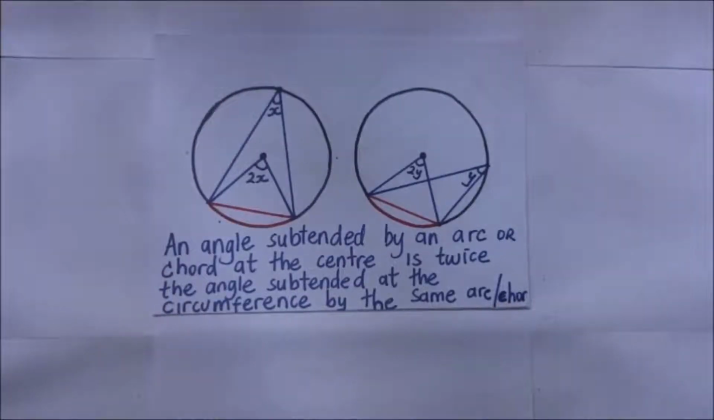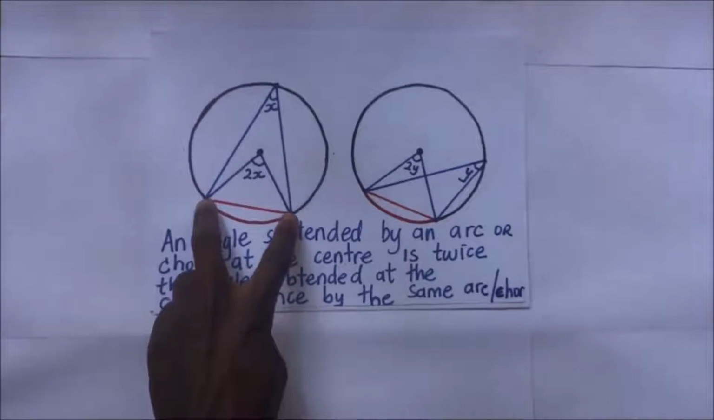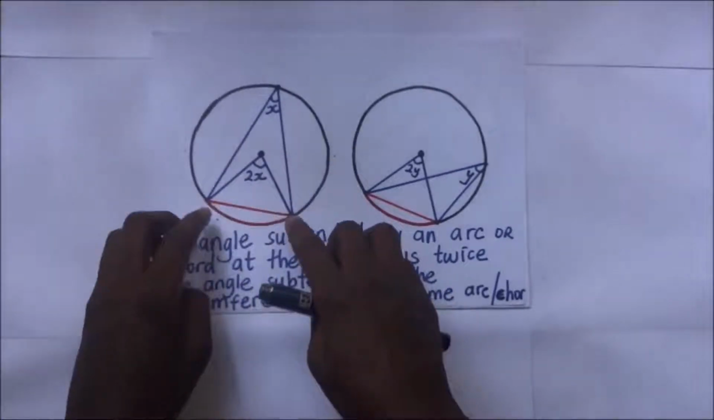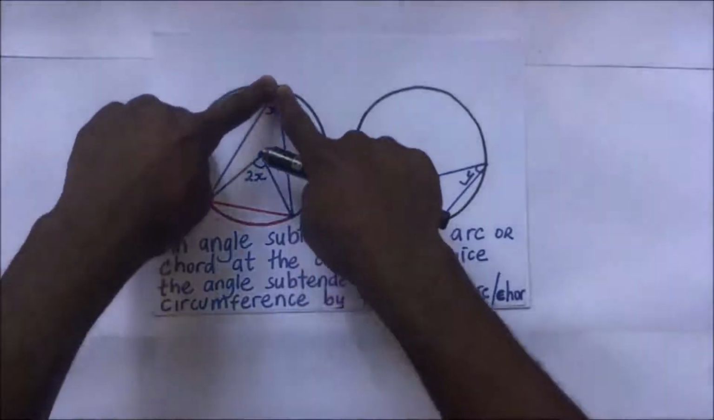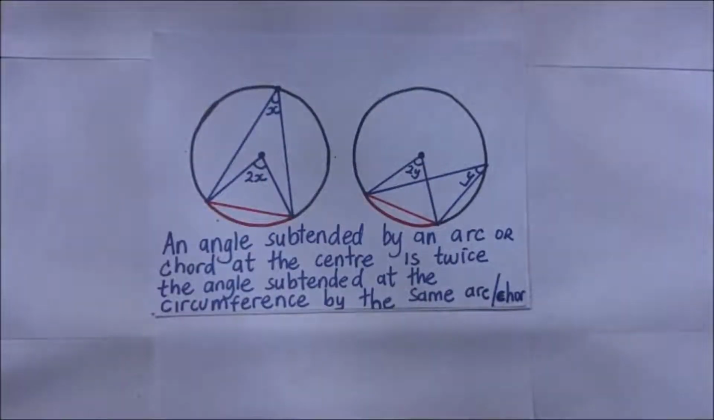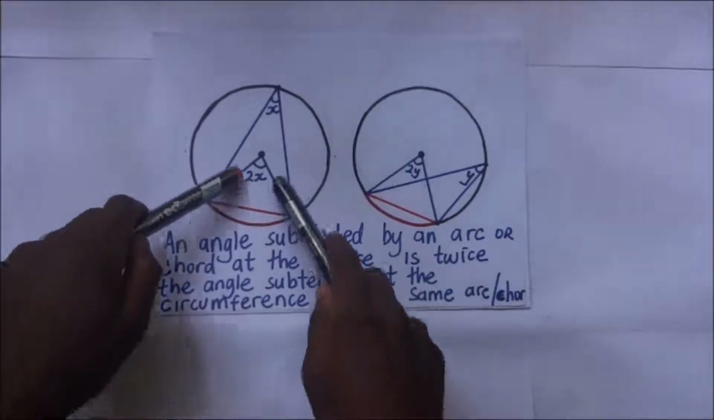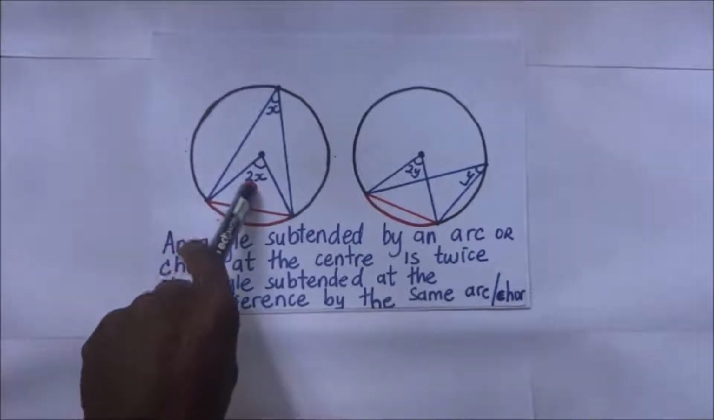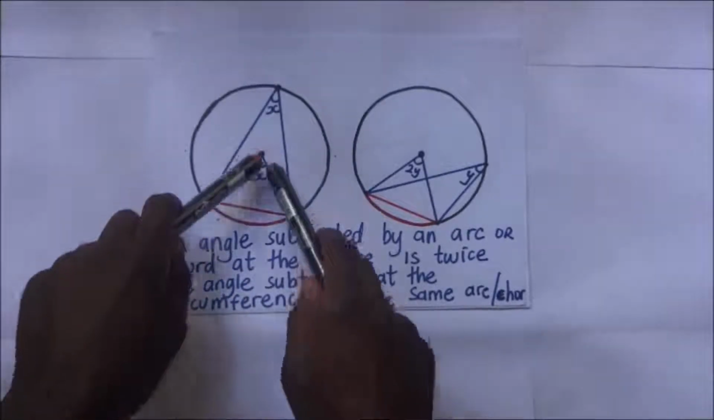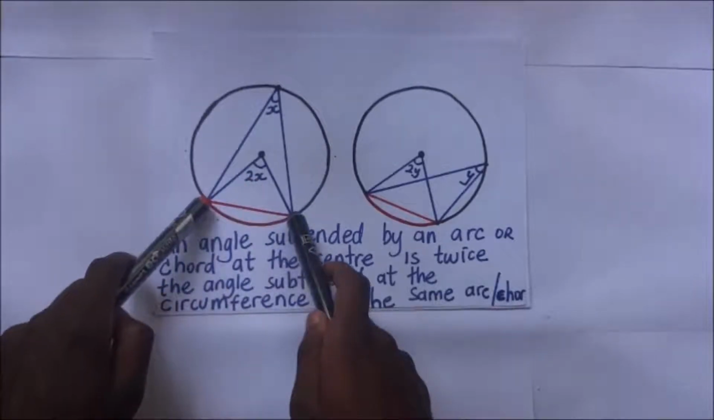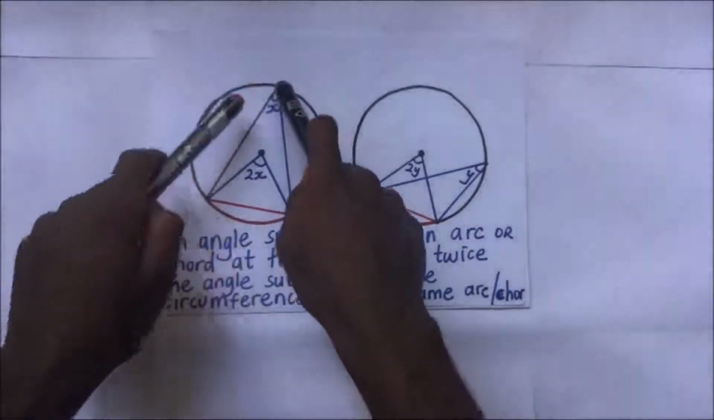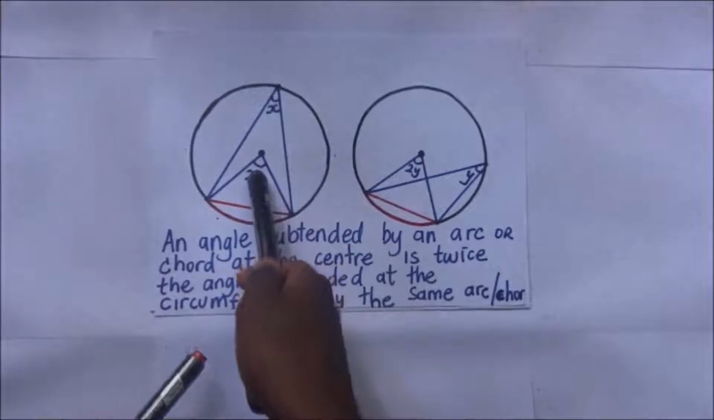In this next property, we are looking at angles subtended by the same chord. One angle is subtended to the center, and the other angle is subtended to the circumference. If the angle subtended to the center is 2x, it means that the angle subtended by the same chord to the circumference is going to be half of that.